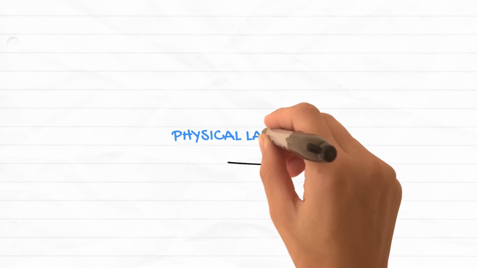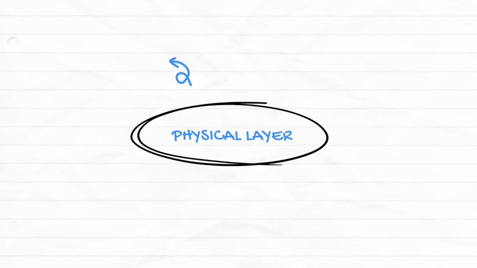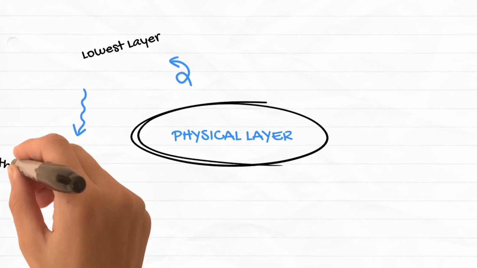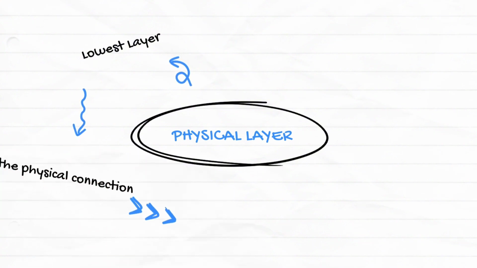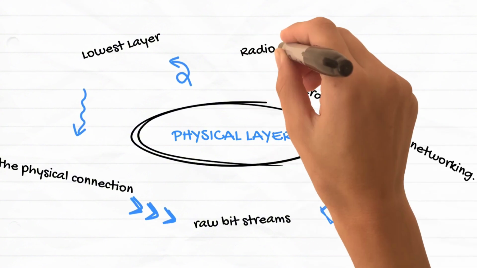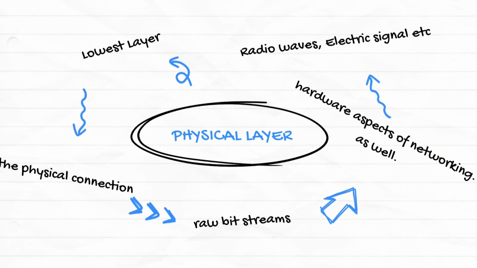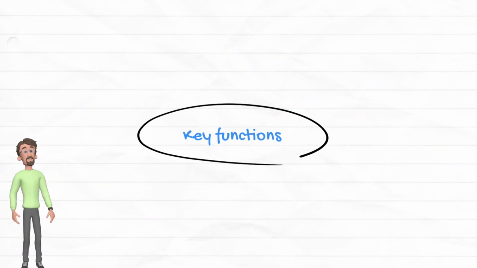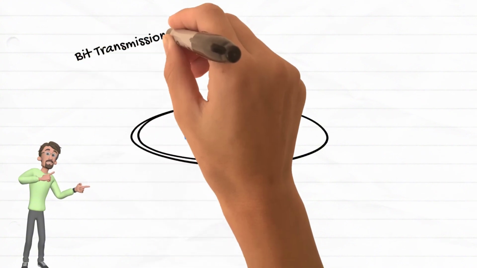The physical layer is the first layer in the OSI model. It handles the actual hardware connection between devices, and is responsible for sending and receiving raw data, bits, over a physical medium like cables or radio waves. Let's go through each key function of the physical layer with examples.